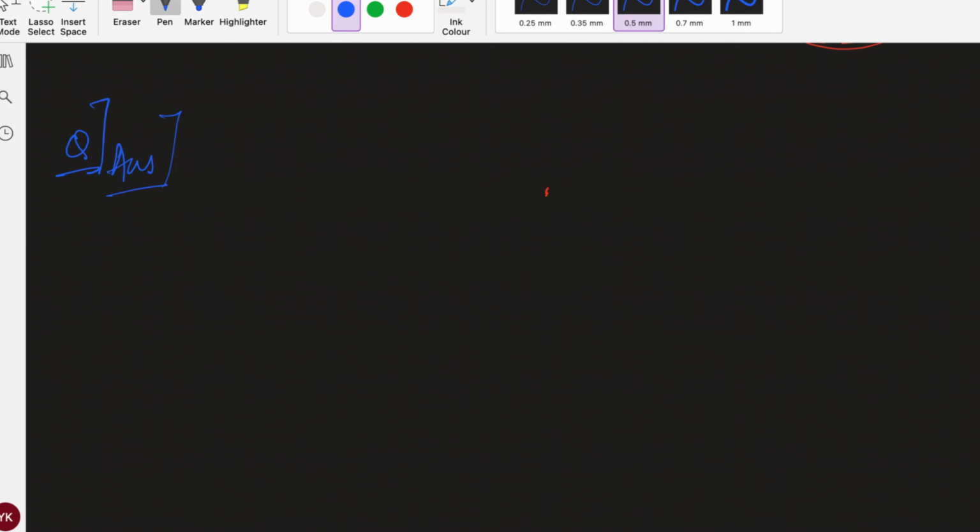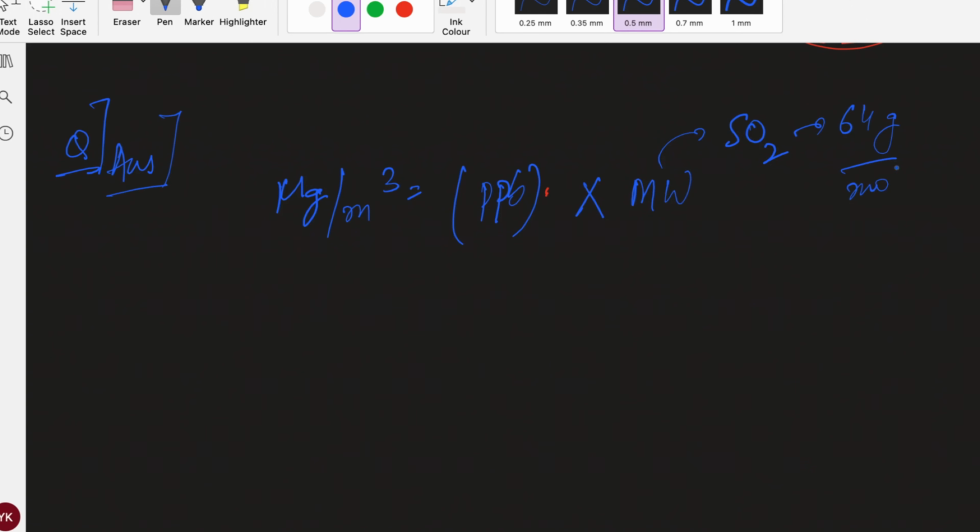First I'll tell you a short trick, and thereafter I'll explain in detail how we arrive at that trick. If you have to find the value in microgram per meter cube, simply take the value in ppb and multiply it by the molecular weight of the species. SO2 has a molecular weight of 64 gram per mole, and we divide that by 24.47.